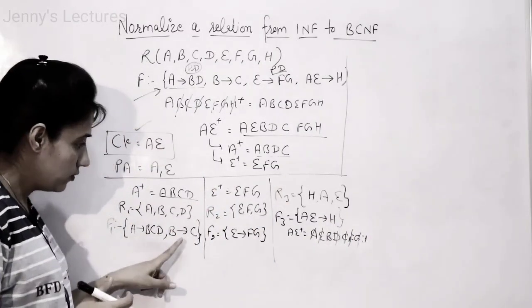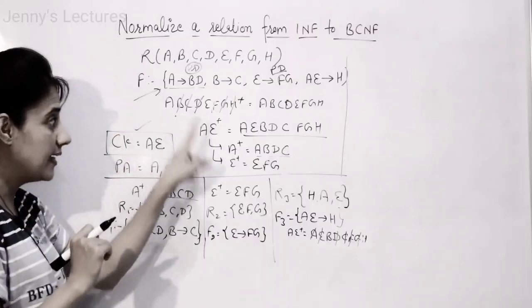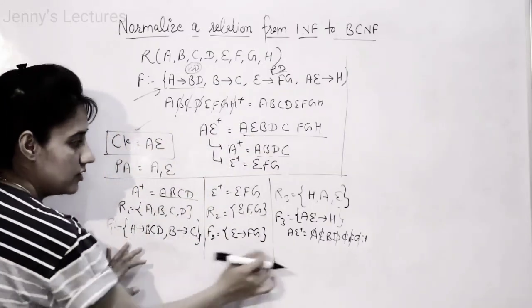Now find out the normal form for this and this. For that you have to find the candidate key. You apply the same process in each subrelation.